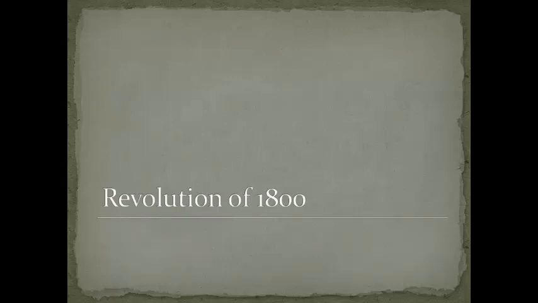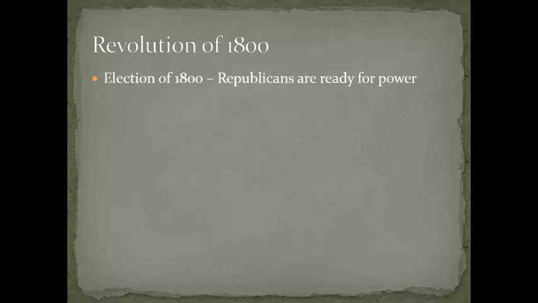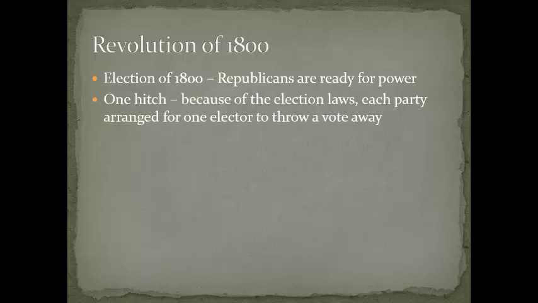As we move into the new century, the Federalist Party is falling out of favor. We spoke about the Alien and Sedition Acts and how there was a backlash against them as a result of those laws, as a result of them throwing Republican newspaper editors in jail. So as we move into the year 1800, it's an election year and the Republicans are ready for power. There's just one hitch. As we learned with the first contested American election, they had not planned for political parties.